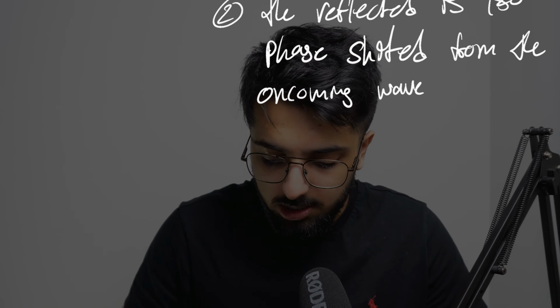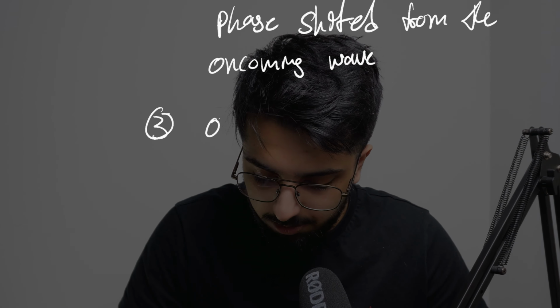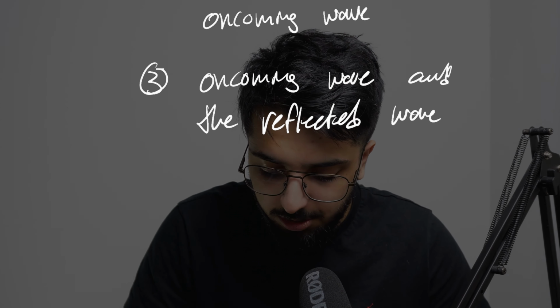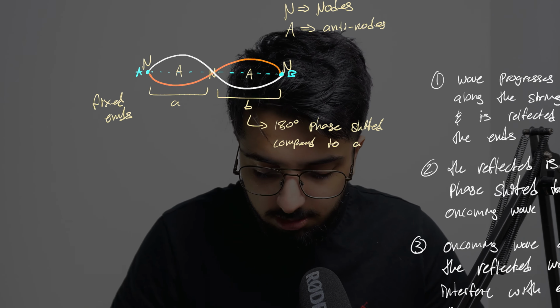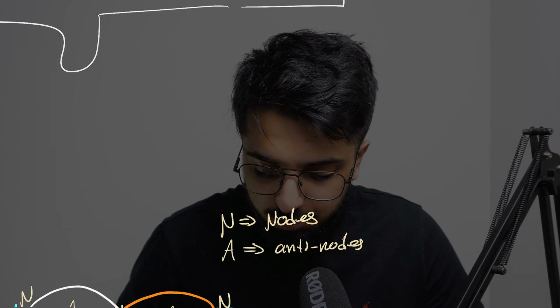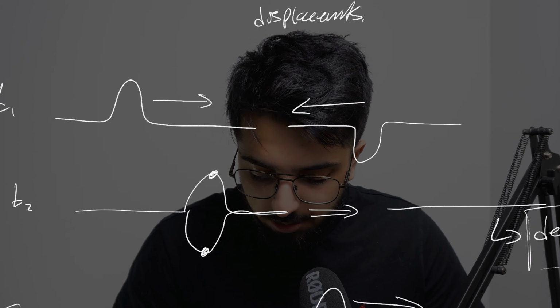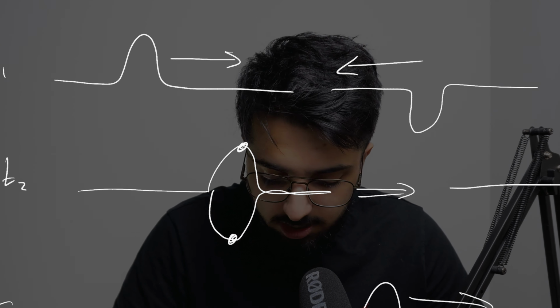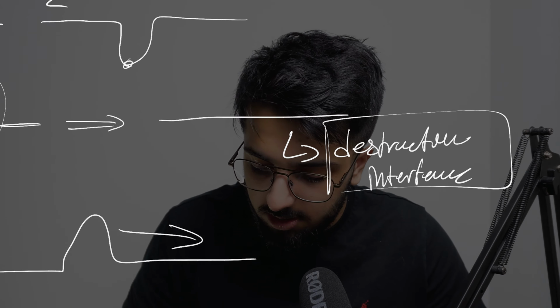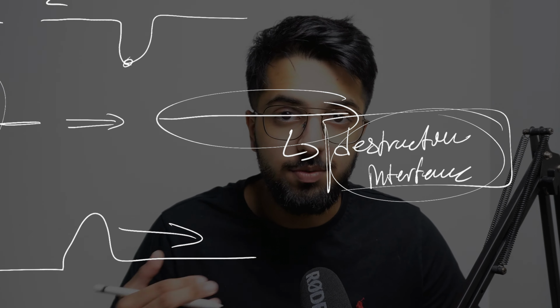The third part to this explanation is that the oncoming wave and the reflective wave interfere with each other, right? And due to this is the reason why we get our regions of antinodes and nodes. Okay, if we remember to our previous video, when we have a situation where we have a crest and a trough meeting together, we get destructive interference and therefore no wave is formed, right?